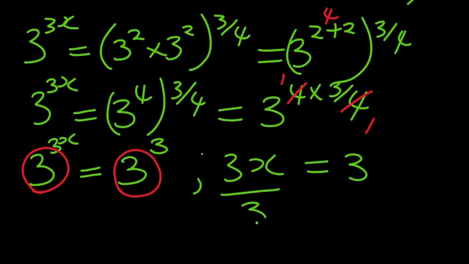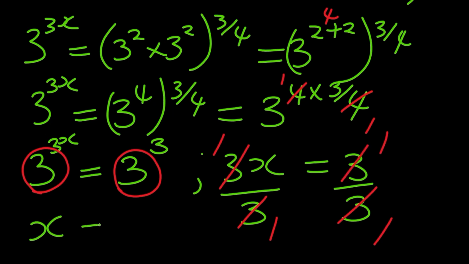3x divided by 3 is equal to 3 divided by 3. Simplifying, on the right hand side, 3 divided by 3 is 1. So we have x equal to 1. x equal to 1 satisfies the above equation.